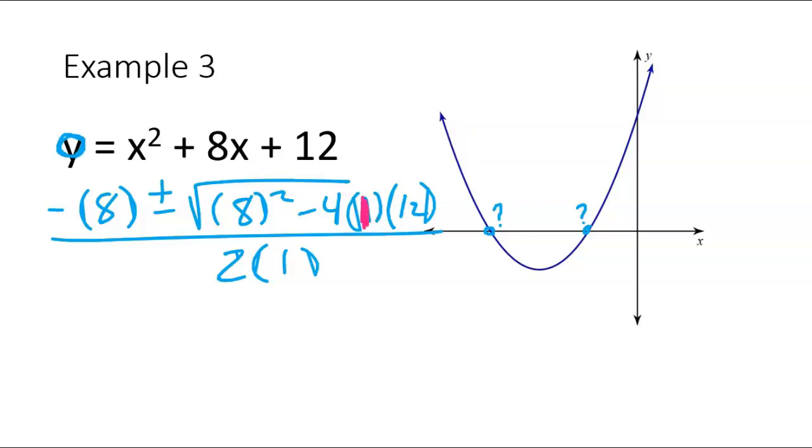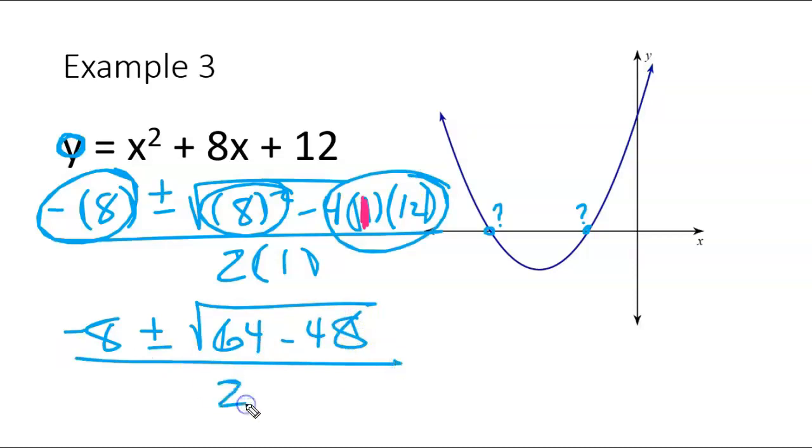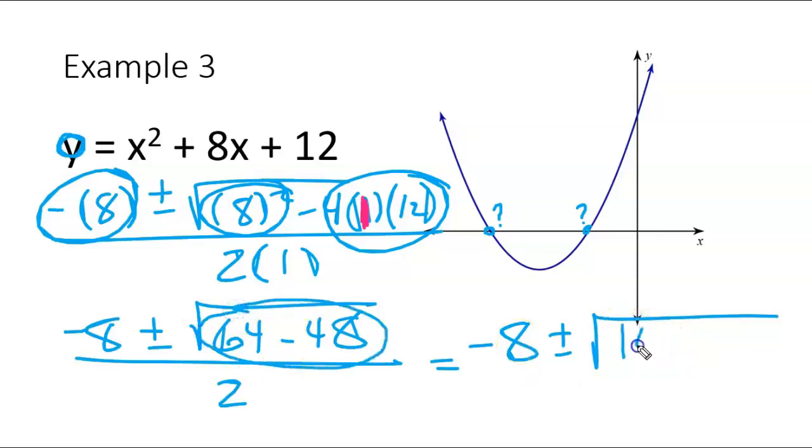All right. So we simplify our 4 parts first. So this is -8. This is 64. That's 48. And then 2 is on the bottom. 64 minus 48, what would that be? Calculate that real quick. So 64 minus 48 would be 16. Square root of 16. Well, the square root of 16 is 4.